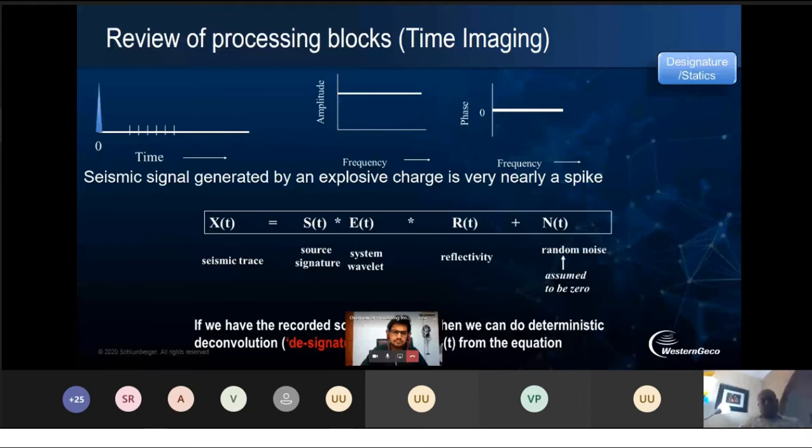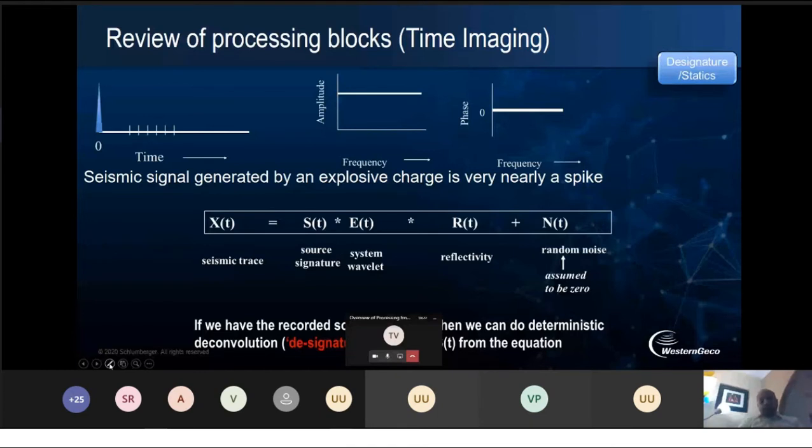But the only thing that we know about the system is the source signature. And hence, we can use it to do deterministic deconvolution, which is the process called designature, and try to remove it from the equation. So we are left with E(t), R(t), and N(t), which is the random noise, reflectivity, and system wavelet. It's a pretty simple process, believe me.